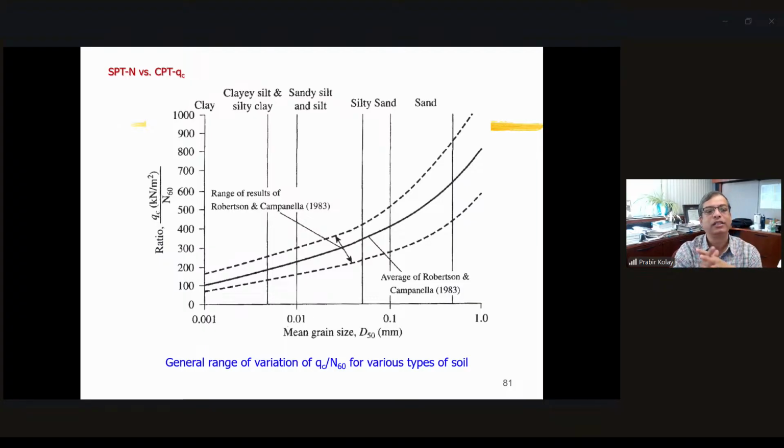For SPT, there are also some relations, and you can find SPT and CPT correlations too. For SPT, if you collect the soil sample, you can find out the particle size distribution graph. For the cone penetration, there is no need to collect a soil sample, so basically you can find out how much the cone resistance is. So there are correlations over here, and you can find SPT versus CPT.